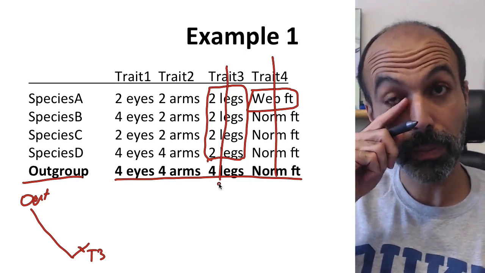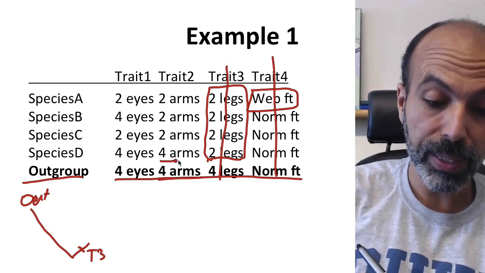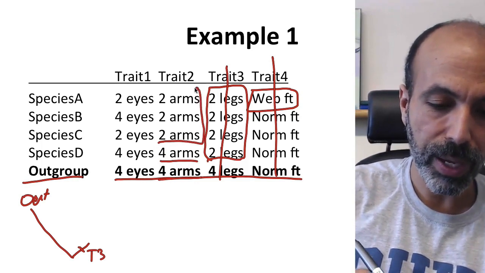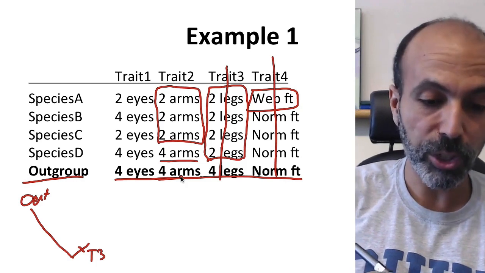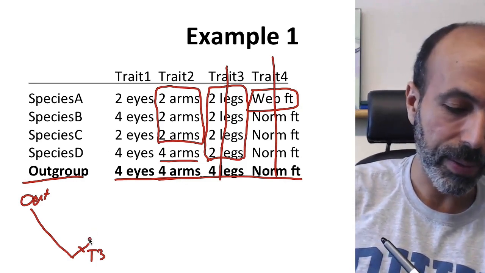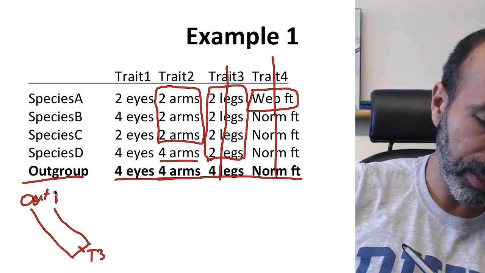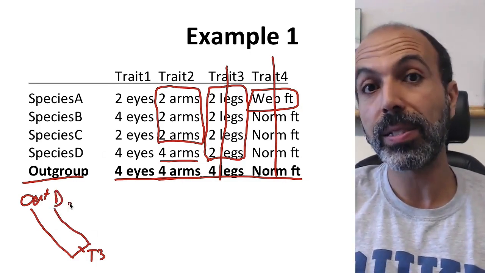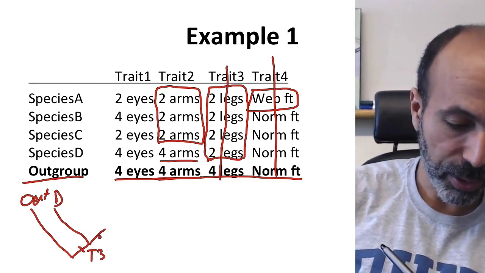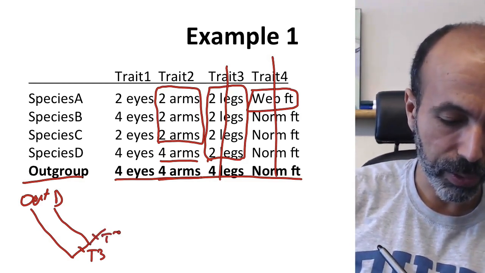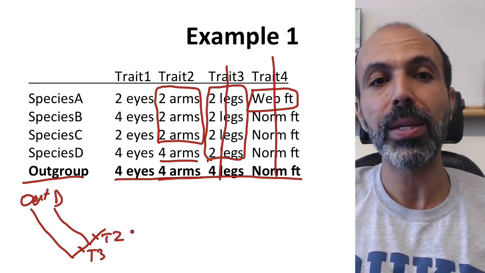What about trait 2? Well, here, the outgroup has 4 arms. Species D also has 4 arms, but these 3 have 2 arms. So we have a derived form, 2 arms, and we have it shared by species A, B, and C. So given it's shared by A, B, and C, that would infer that D is more distantly related because it does not share the derived character. Okay? So we have a transition point right here for trait 2, going from 4 arms to 2 arms in taxa A, B, and C.